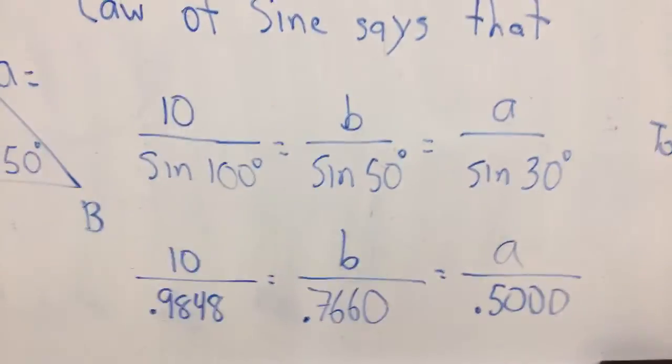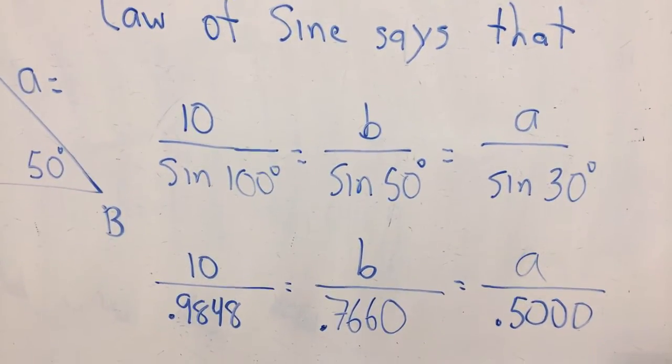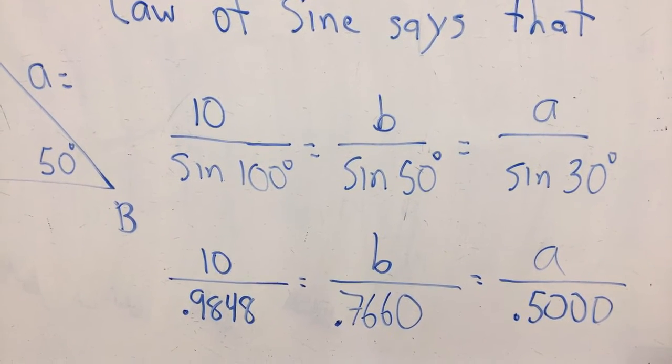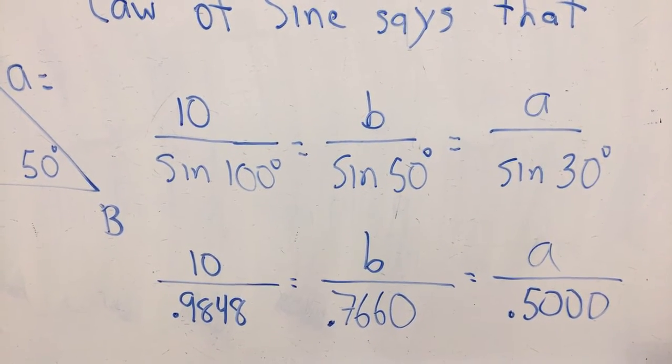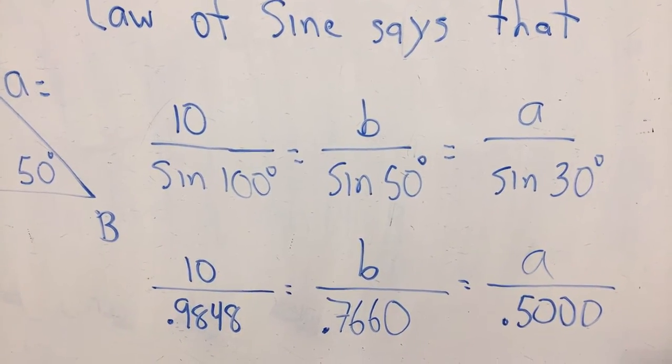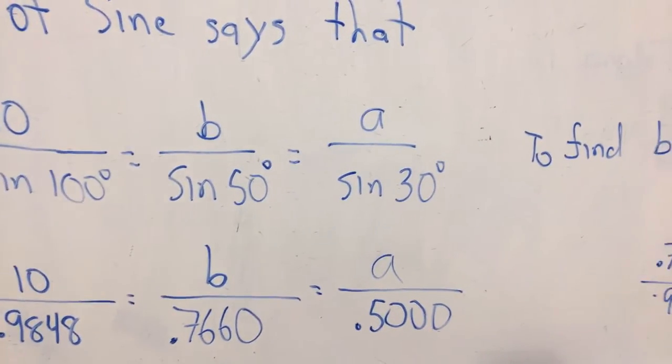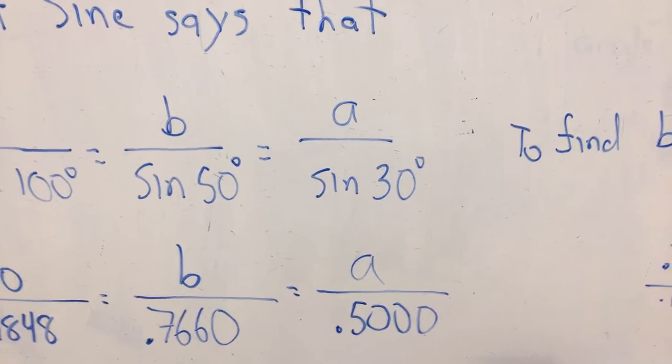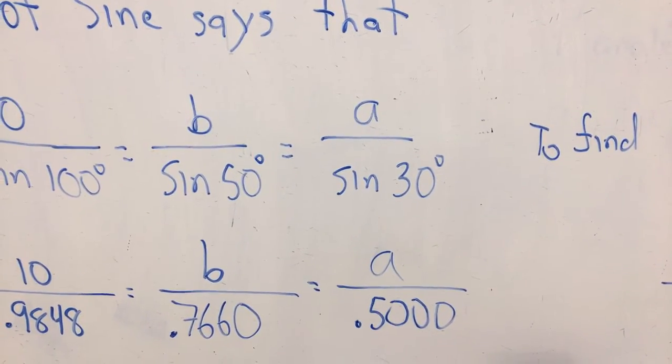Now, let's plug some numbers in. 10 over the sine of a 100 degree angle, which is 0.9848. The sine of a 50 degree angle is 0.7660. And of course, the sine of a 30 degree angle is a half. I threw extra zeros in there just because.